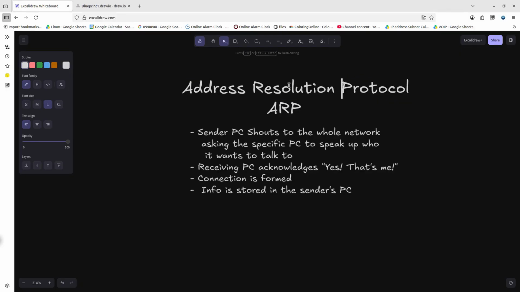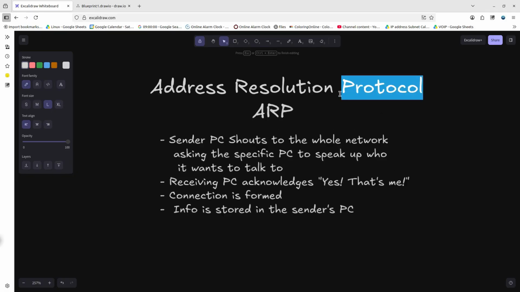So to understand Address Resolution Protocol, before we proceed, I want you to get familiarized with this term protocol, because we will be seeing this a lot in our later videos. Okay, what does a protocol mean in layperson's terms? A protocol basically means a set of rules which everyone has to abide by to make things functional. That is a protocol.